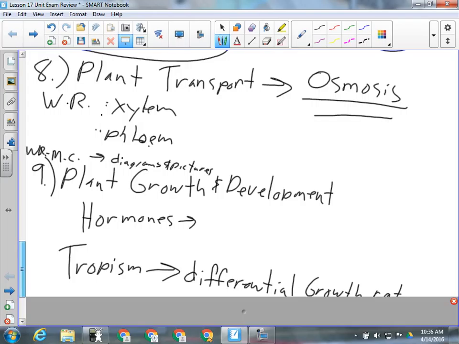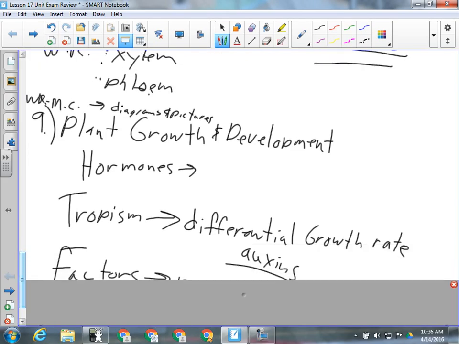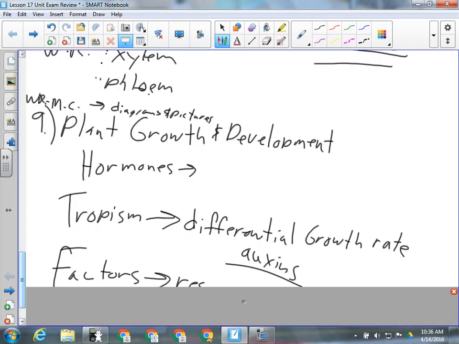Okay, so we need to know the hormones. Be able to know what they do, so that if I show you a picture, you go, oh, well, that's auxins, or that's gibberellins, or that's ethylene, or whatever. And then tropisms. Remember, you need to explain how a tropism works. A tropism happens because the plant grows at different rates on each side. That is caused by making auxins go to one side of the plant more than the other, so that those cells grow faster. Obviously, if you're explaining that, that's a written response item.